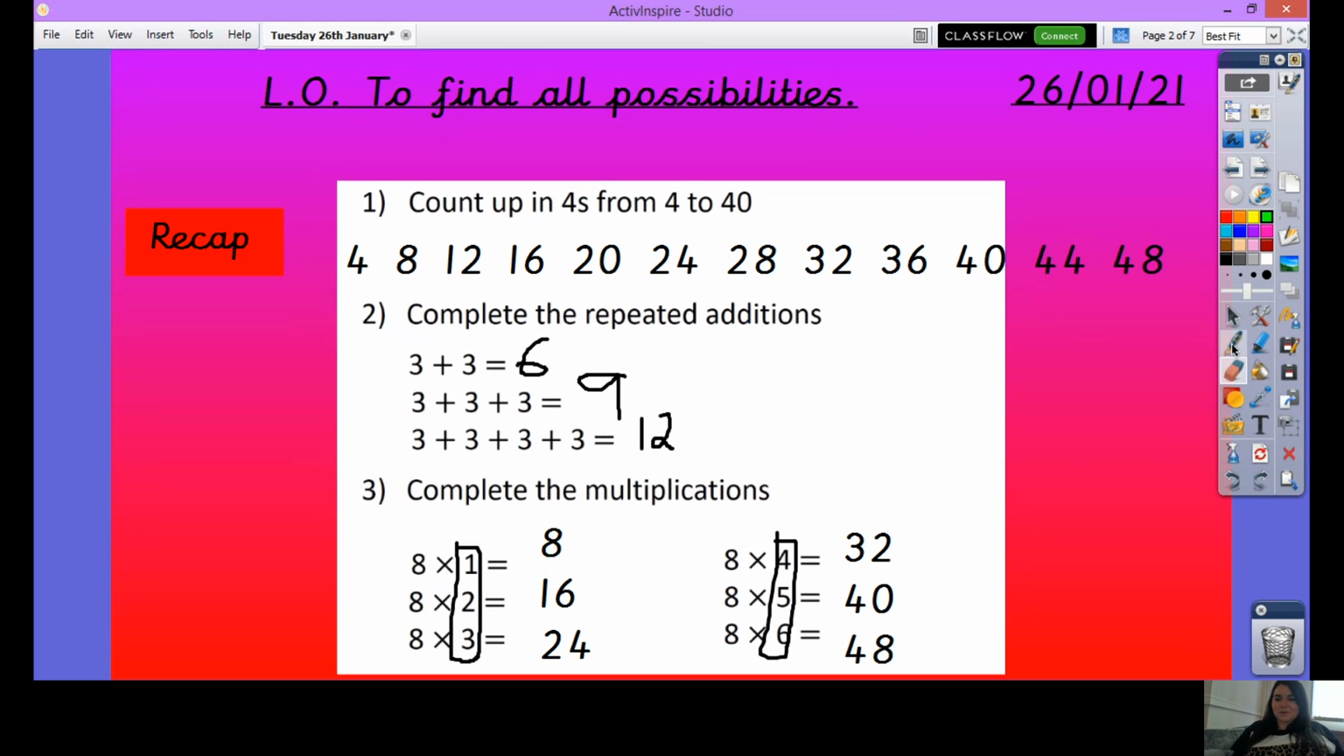Okay, so tick those ones. Using your times tables and being really secure with your 3s, 4s and 8s by the end of year 3 will help you to answer questions like this super quickly and super easily.